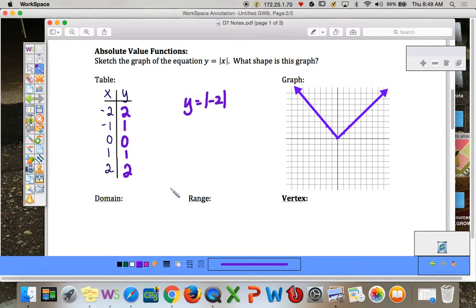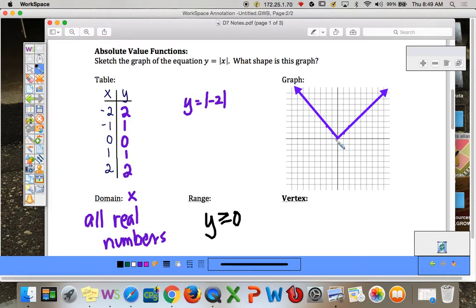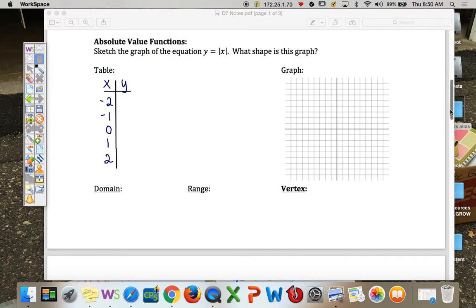Let's talk about the domain and range. Domain is all possible x values, and you can see every x value will have an answer on your graph. So we say all real numbers for the x values. The range though, if you take a look, there's nothing below 0, so y is greater than or equal to 0. The vertex is where it changes direction, and that's at (0, 0). So V-shaped graph if you see the absolute value lines.